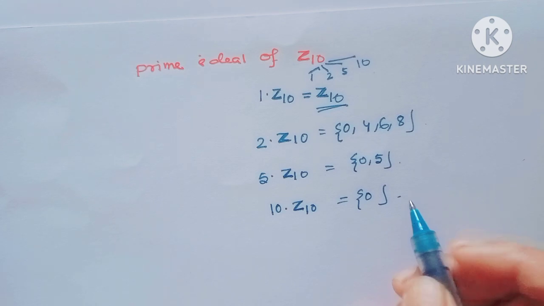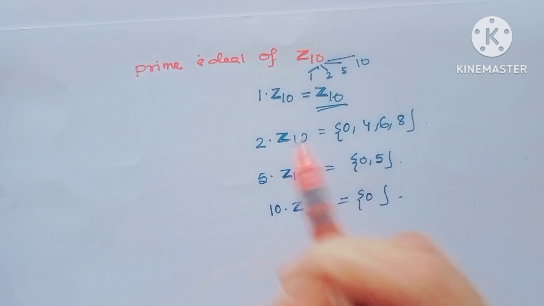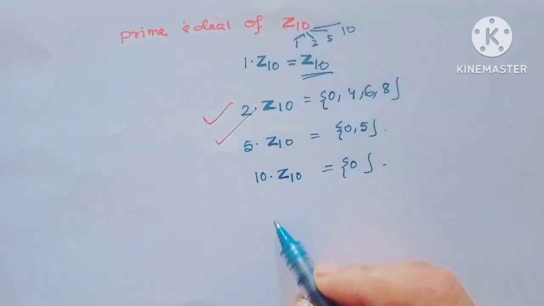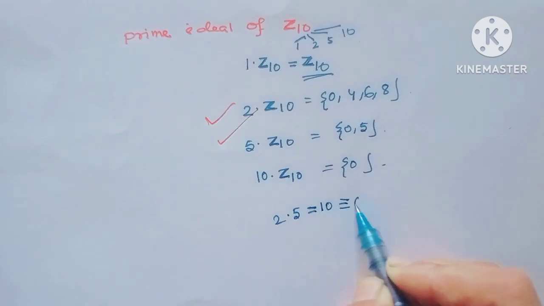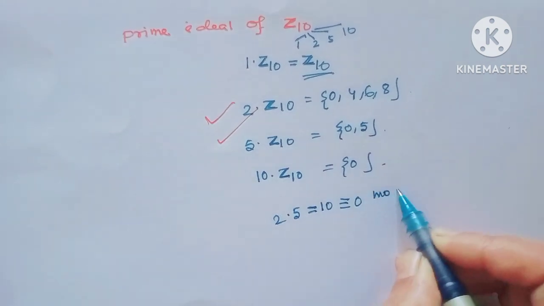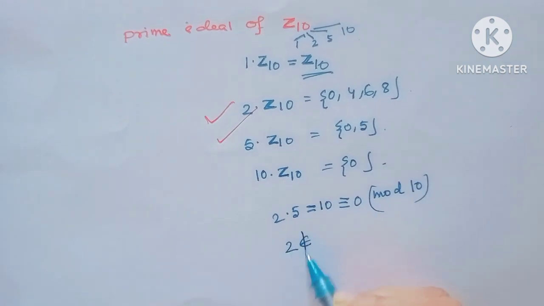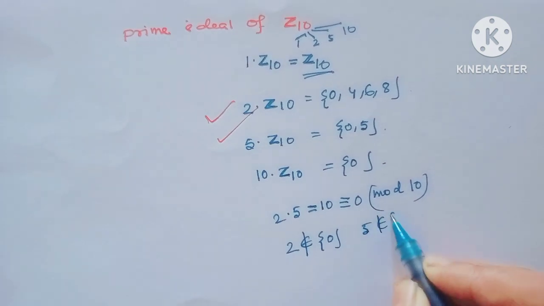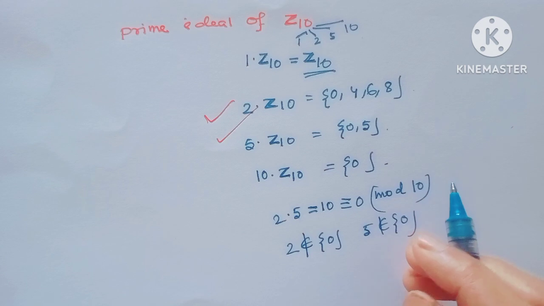Notice here the prime ideals are 2 and 5. The zero ideal is not prime because 2 times 5 is equal to 10, which is congruent to 0 mod 10, but neither 2 belongs to the ideal 0 nor 5 belongs to the ideal 0. So 0 is not a prime ideal, only 2 and 5 give prime ideals.